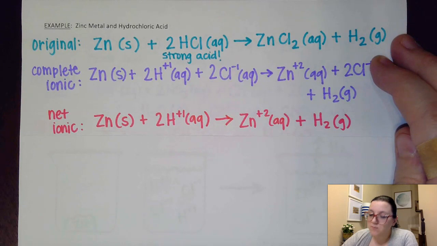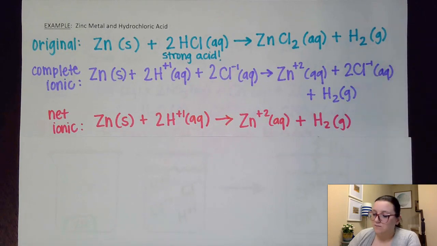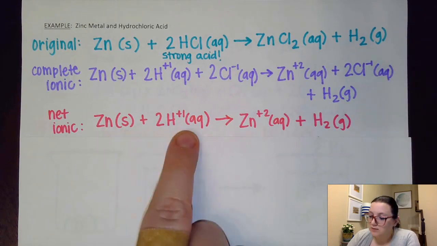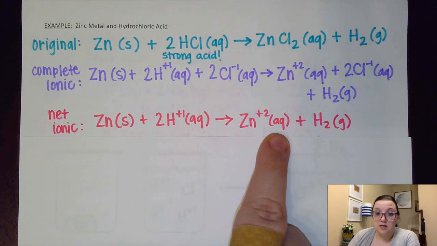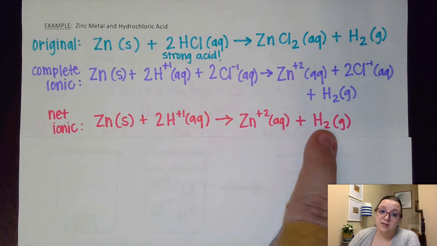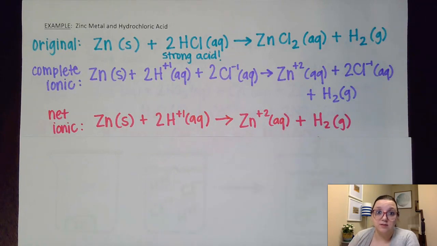So when I go write my net ionic equation, I would have the zinc solid plus the two hydrogen plus 1 ions that were AQ, making the zinc plus 2 ion that was AQ, and then that hydrogen gas that gets released out of the solution.